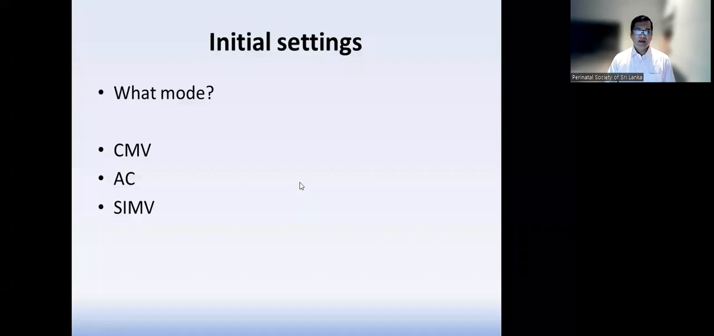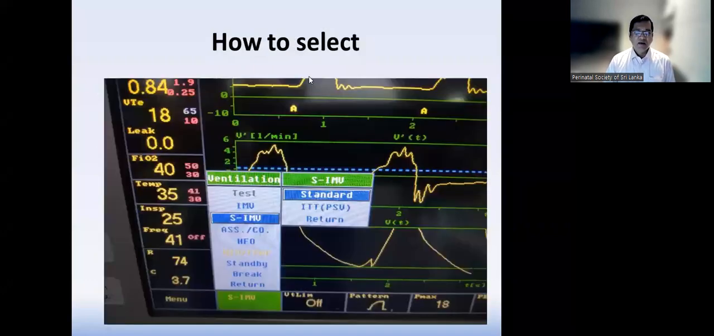මොන modes වලද අපිට volume guarantee ventilation කරන්න පුළුවන්. Volume guarantee ventilation කරන්න පුළුවන් CMV mode එකෙත් පුළුවන්, AC mode එකෙත් පුළුවන්, SIMV mode එකෙත්. So any of these modes you can use volume guarantee ventilation. So how to select? This is only an example, but it will be different from ventilator to ventilator. I have just taken a picture of the Sophie ventilator.